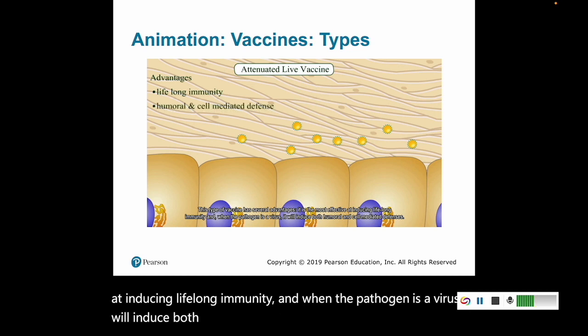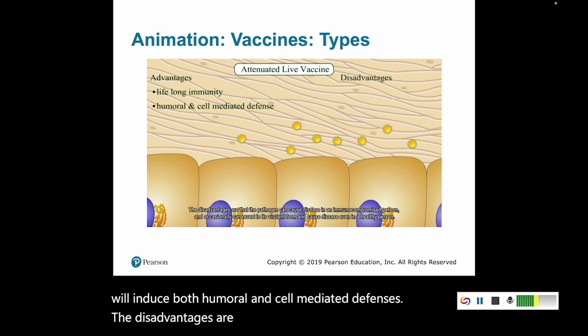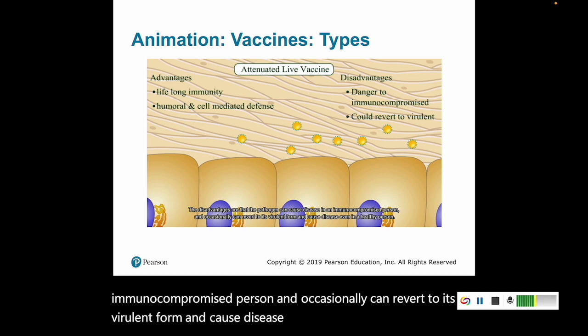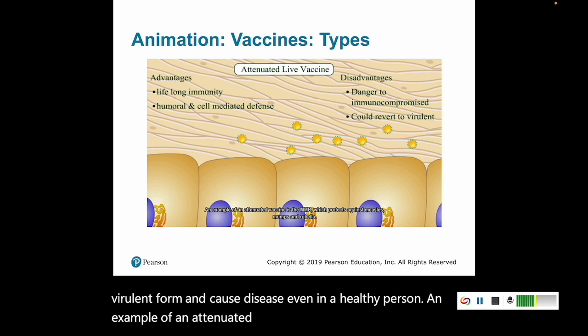and cell-mediated defenses. The disadvantages are that the pathogen can cause disease in an immunocompromised person and occasionally can revert to its virulent form and cause disease even in a healthy person. An example of an attenuated vaccine is the MMR, which protects against measles, mumps, and rubella.